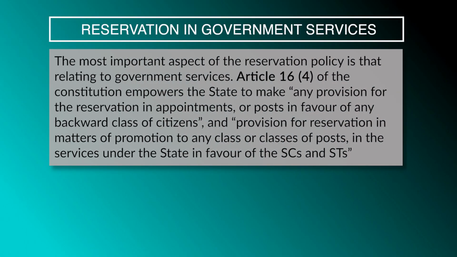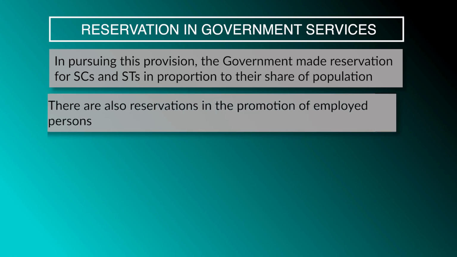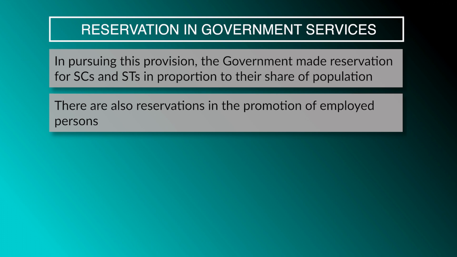The most important aspect, in fact, of the reservation policy is that relating to government services. Article 16, Clause 4 of the Constitution empowers the state to make any provision for the reservation in appointments or posts in favour of backward classes of citizens, and provision for reservation in matters of promotion to any class or classes of posts in the services under the state in favour of the scheduled castes and scheduled tribes. In pursuing this provision, the government made reservation for scheduled castes and scheduled tribes in proportion to their share of the population. There are also reservations in the promotion of employed persons.